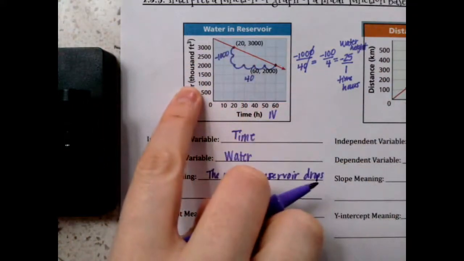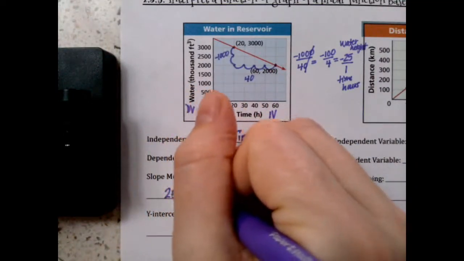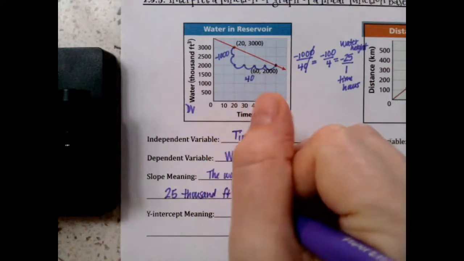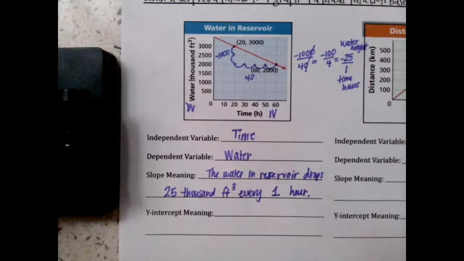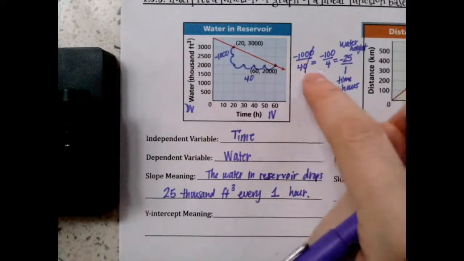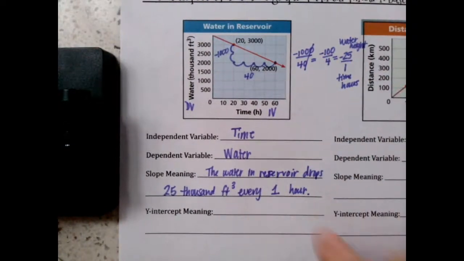25, and then I want to see what the unit they're using is. So 25,000 feet cubed every 1 hour. You could also say every hour it drops by 25,000 feet, or the water is decreasing by 25,000 feet every 1 hour. You could also not simplify it. You could say every 40 hours it drops by 1,000 feet, or every 4 hours it drops by 100. Those all mean the same thing, so whatever version you use is fine, as long as you have both the feet unit and the time unit in there in your sentence.